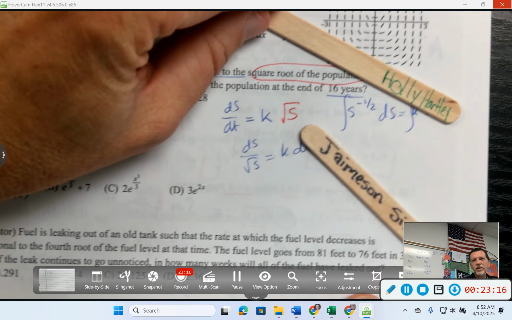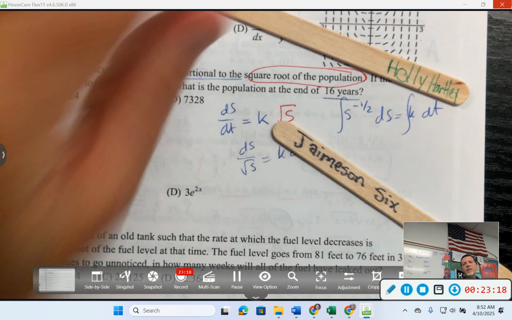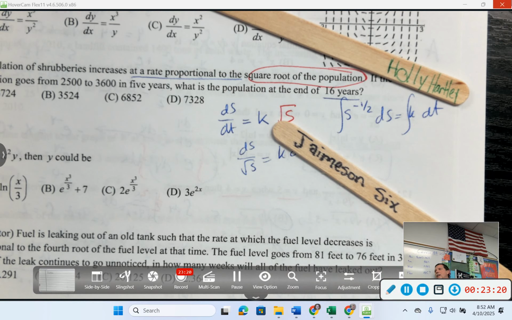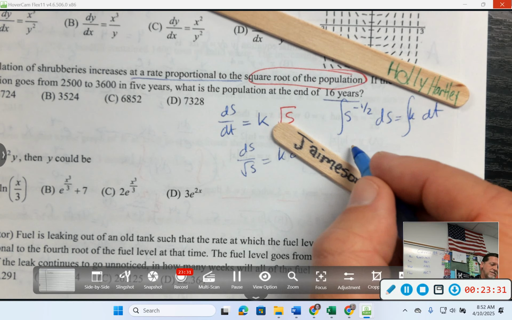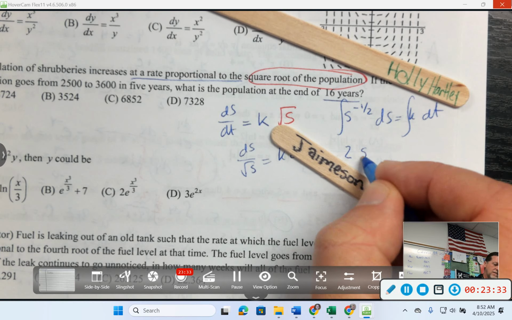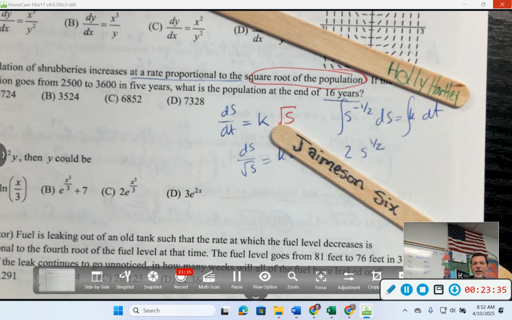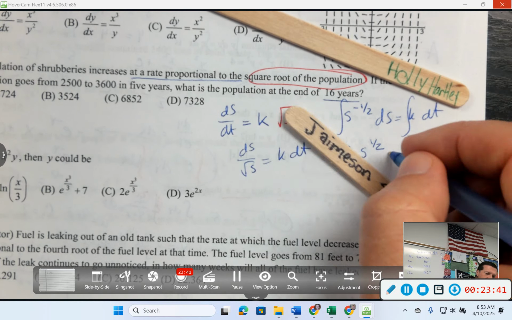Separate, integrate, quantitate. Two integrators here, two all-star integrators. Jameson, how about the one on the left? What's the antiderivative of s to the negative 1/2 ds? 2s to the 1/2. Good. You guys are getting faster than I am. Increase the power by 1. Divide by 1/2. That's where the 2 comes from. Yes.